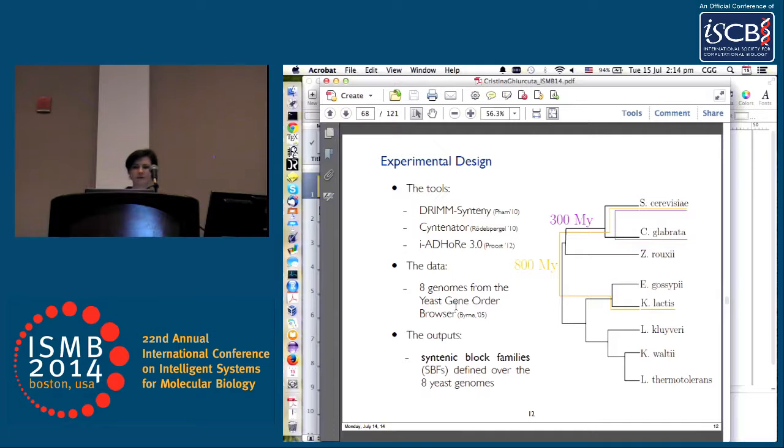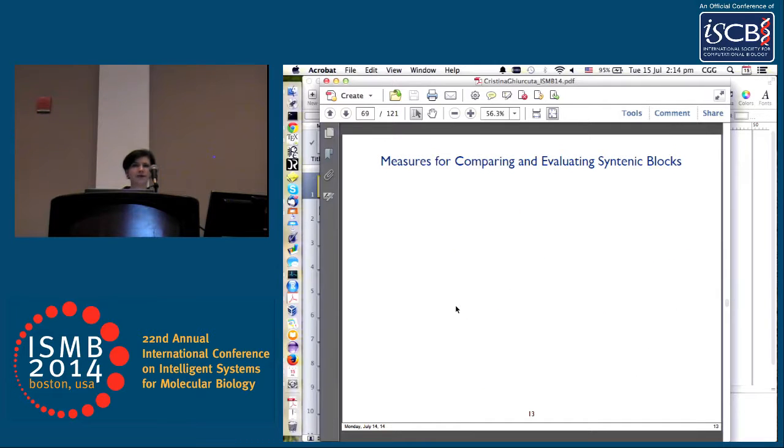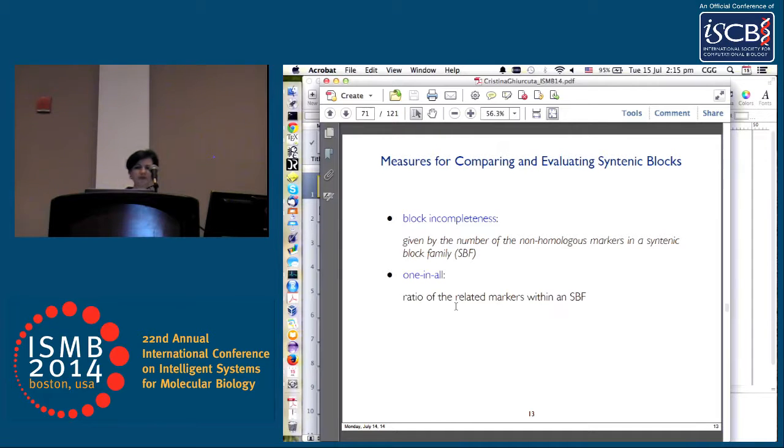So given the framework, given the experimental setup, we define measures. So the first measure is for the violation property, the second property of the definition. The second measure is going to quantify synthetic block families based on the percentage of its markers that relate to at least another marker in the synthetic block family. The third measure takes the second one a step further and actually requires that each marker within a synthetic block has at least one homologous counterpart within every other synteny block part of the same synteny block family.